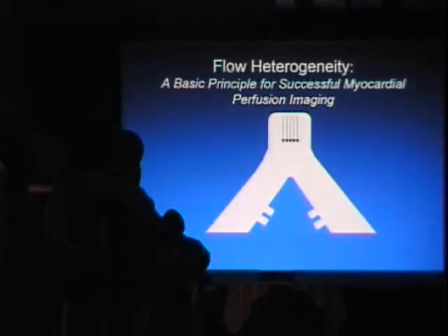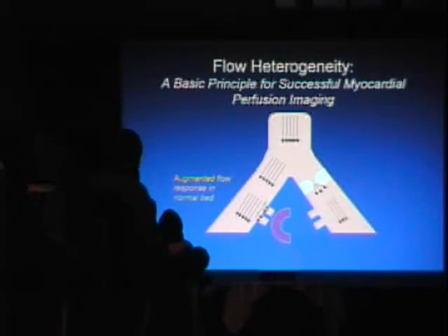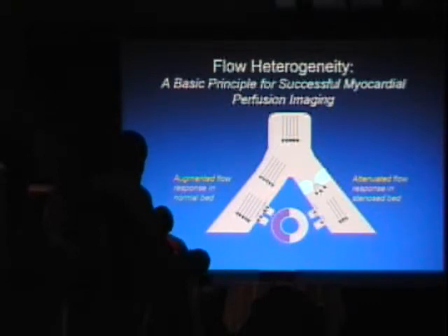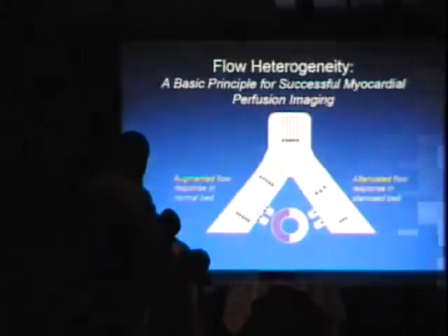In terms of stress testing, there's only one thing you need to remember. And this is important in interpretation, not just in the theory of what's in the perfusion images. What you want is enough flow heterogeneity in the myocardium to be able to pinpoint a normal zone from an abnormal zone. And the only way to be able to detect the two is to have enough contrast between the two. With enough contrast, the defect becomes very apparent.